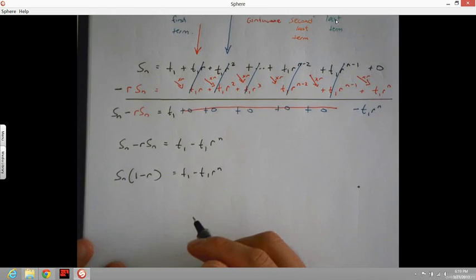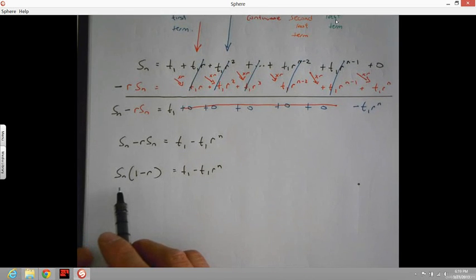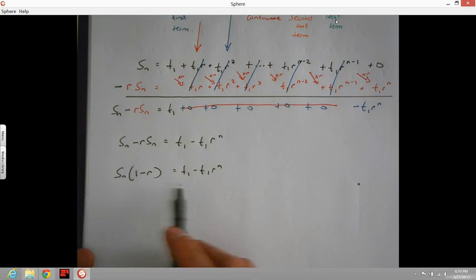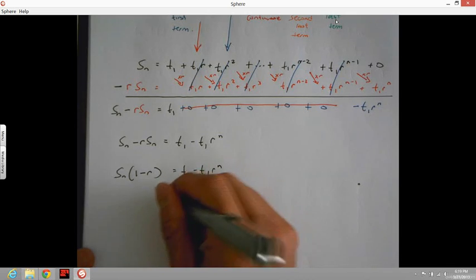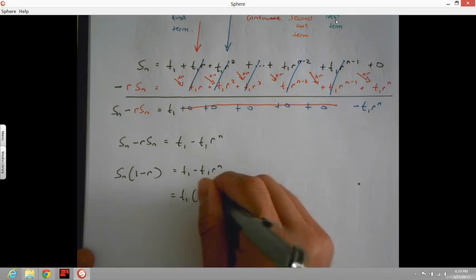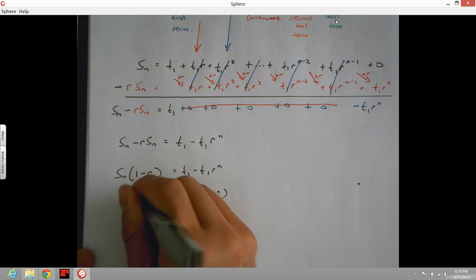Okay, so far so good. Oh, I know my next step, and I know you can see it too. All right, I can probably factor this too and be a good math student. I can factor T1 out, and it's going to end up like this, 1 minus r to the n. And the left side, Sn times 1 minus r.